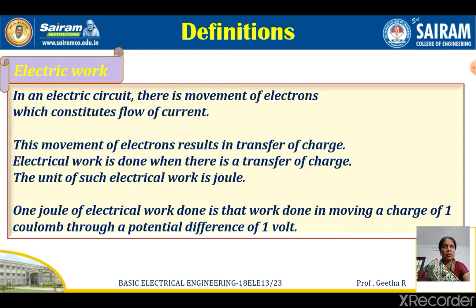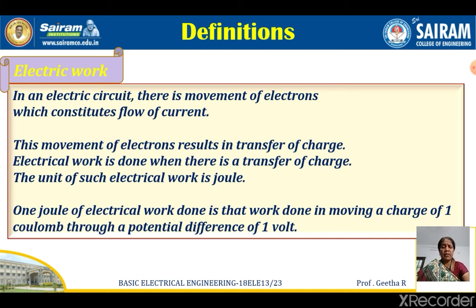For the current to move, it needs some pressure, some driving force. So you can say the movement of electrons is a movement of charge or transfer of charge also. Some work is to be done, some driving force is there to make the electrons flow, or you can say for the transfer of charge. The unit of such electrical work is joule.